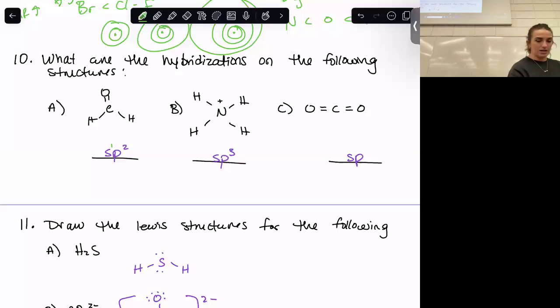SP3D2. So highest is SP3D2, and that's 6 total orbitals for 6 total electron domains. Well, you tell me, what would 5 be? SP3D. Yep.